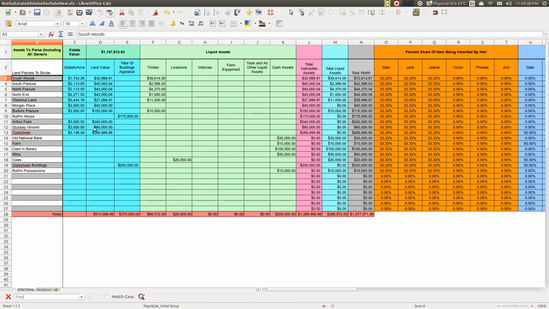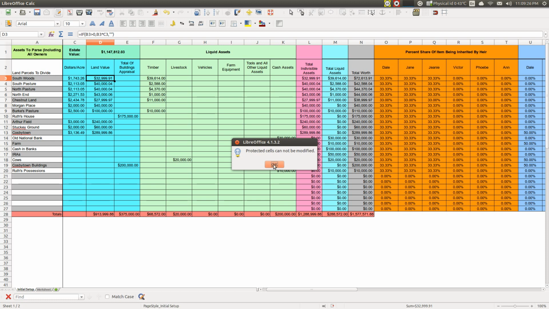So we're going to start off with the initial setup, and you notice that we have the item here, South Woods, dollars per acre, and this is automatically calculated, and it's protected to where you can't wipe it out. And hopefully all these complicated formulas are protected.